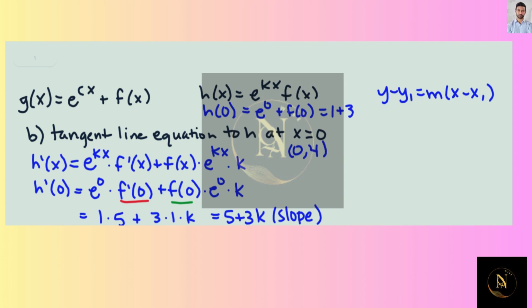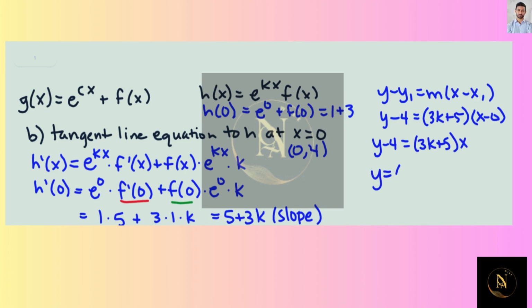So we can use that as our x1 and y1. So we have y minus 4 equals our slope, which I'm going to write as 3k plus 5 times x minus x1, x minus 0. So this is y minus 4 equals the quantity 3k plus 5 times x. And then we can add 4 to both sides, and we have y equals 3k plus 5 times x plus 4.